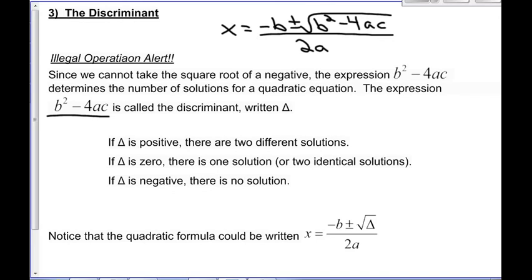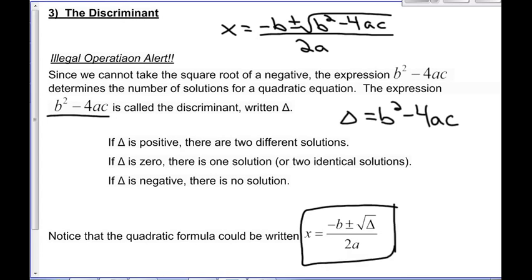If the discriminant's positive, then you're going to have 2 different solutions. If the discriminant's 0, there's 1 solution, or sometimes those are called 2 identical or repeating solutions. And if the discriminant's negative, there's no solution at all. And since the discriminant is this expression, we could rewrite the quadratic formula like this.